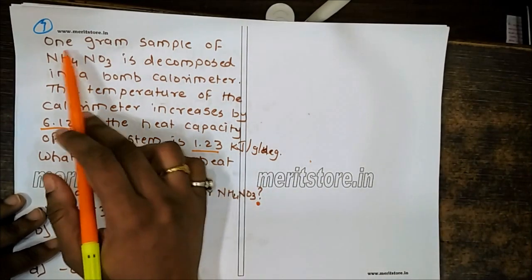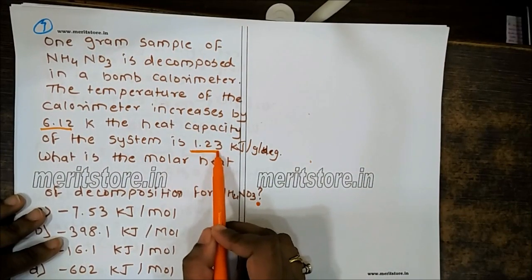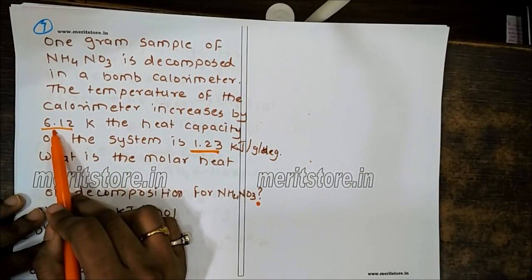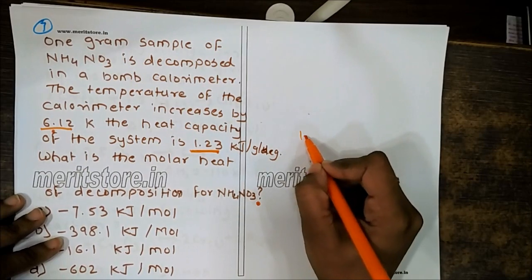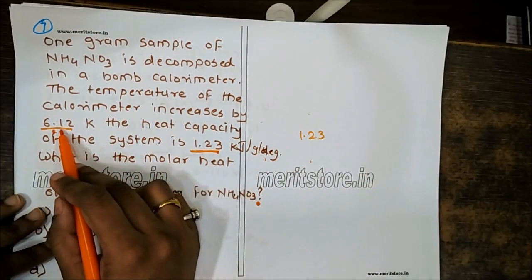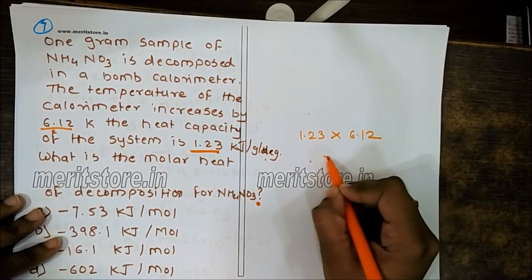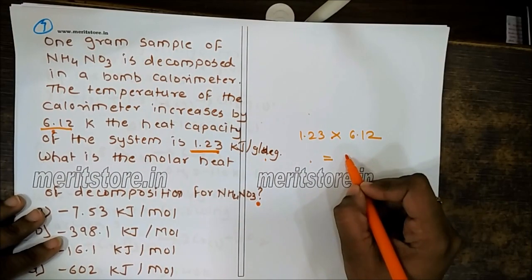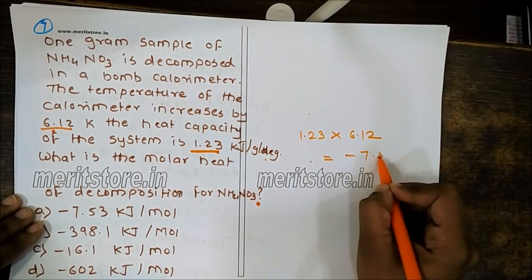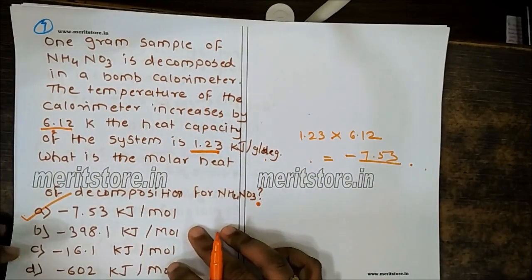Now here it is 1 gram only that is decomposed, so the value which is given is for 1 gram only. The temperature rise is 6.12. Just multiply the heat capacity, which is per degree, but it is now increased by 6.12. So 1.23 multiplied by 6.12. So the answer comes out to be minus 7.53 kilojoule per mole. So our answer is option A.